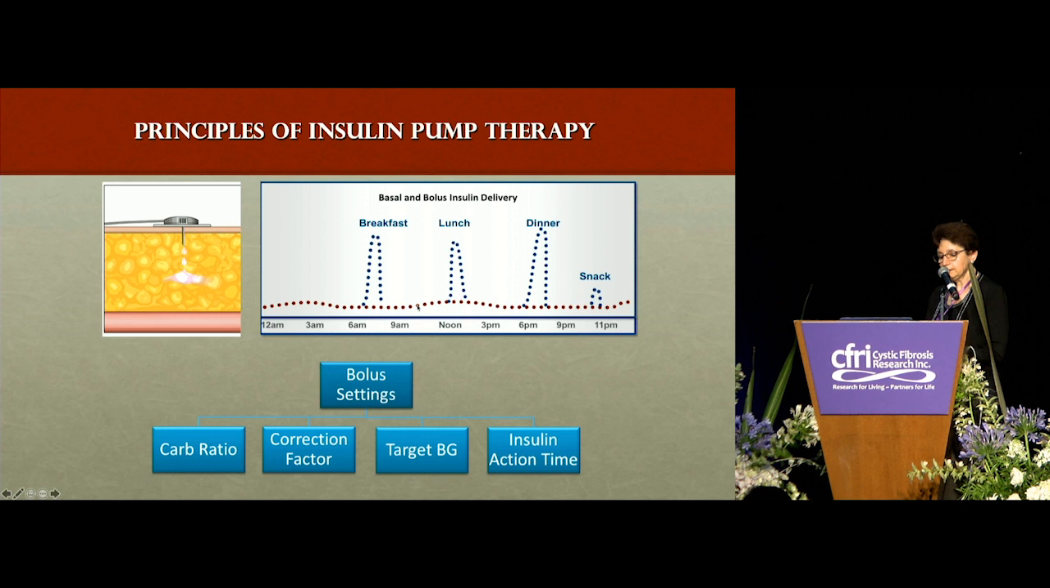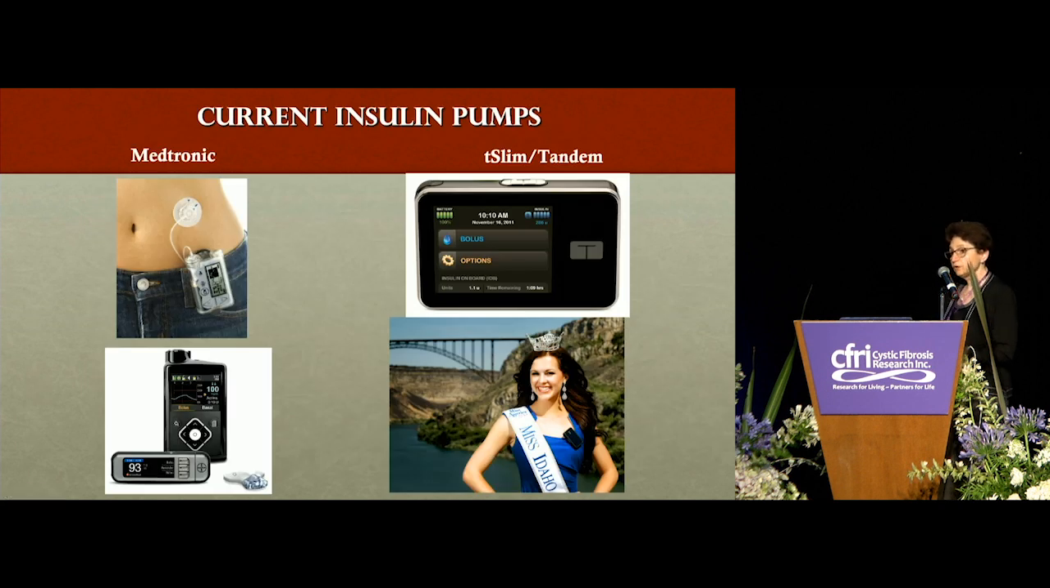And when an individual is eating, the pump is programmed with the insulin-to-carb ratio, the correction factor, meaning how much 1 unit of insulin will lower the blood glucose by, the target blood sugar, and the duration of the insulin action. So those are the current pumps available. As you see, they're very different from the first one that I showed you, and they are very cool, tiny little gadgets that are worn at different places.